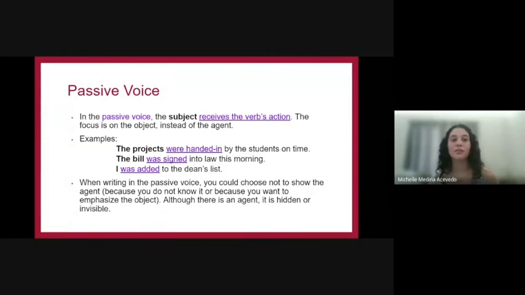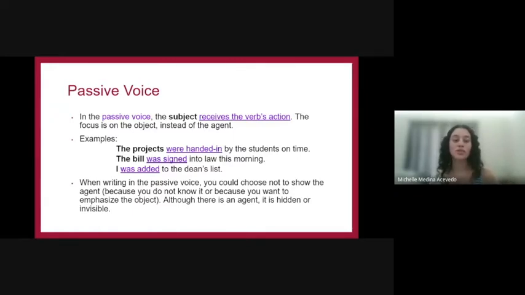Then we have, the bill was signed into law this morning. So the bill is the object, and that is what's being signed. Now, we don't know what or who is signing this bill. Likewise, in the third example, I was added to the dean's list. I am the object because I am being added. But again, we don't know who is adding me to the list. Now, these two are very different from the first one because we don't know who the agent is. And that is something we can do with passive voice.